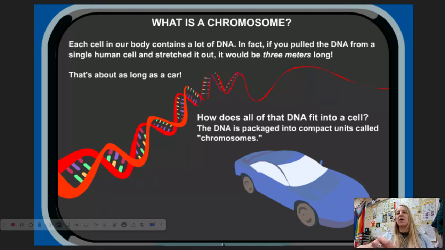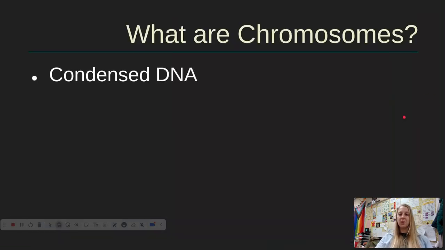So instead, let's talk about the DNA from just one single cell in your body. If you took the DNA out of that cell and stretched it end to end, it would be about the length of a car. About 3 meters long. So that's a lot of DNA to fit into a tiny little cell that you can't even see with your naked eye. So that's where chromosomes come in. Chromosomes help us to condense our DNA, to pack our DNA into the smallest little package that we can fit into our cells. So what is a chromosome?